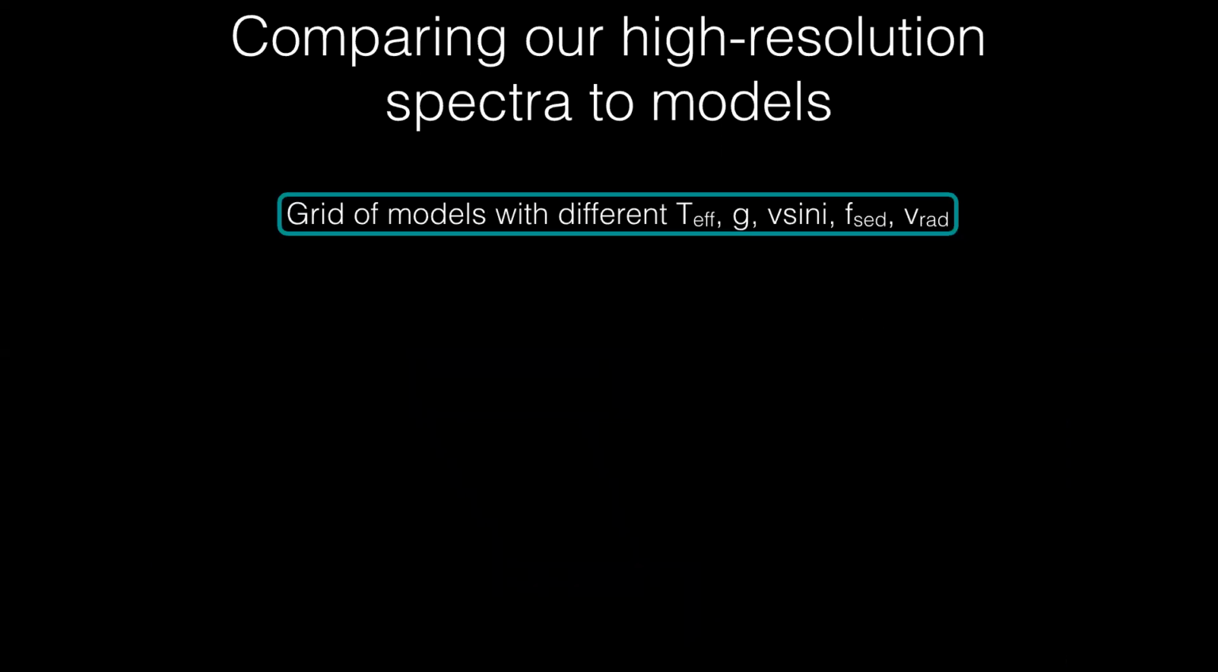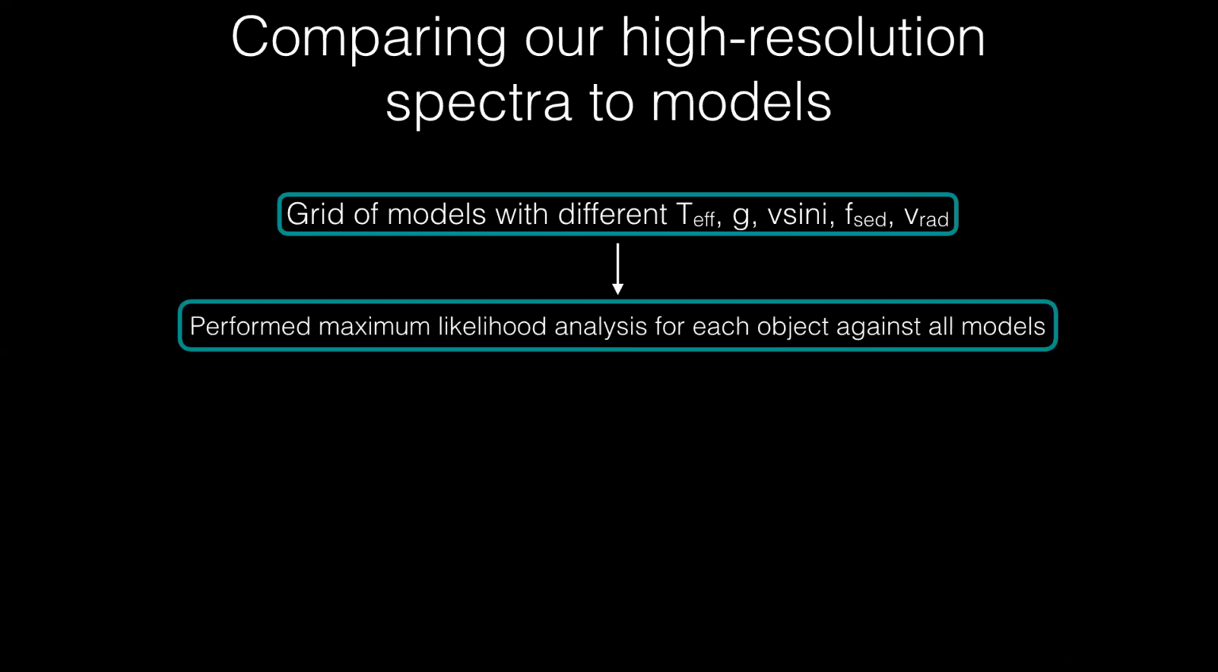So this gave us a rather large grid of models with different effective temperatures, surface gravities, V sin I, clouds, and radial velocity. We then did fitting, comparing each of our object spectra against this model grid to return the best fitting model for each of our spectra.